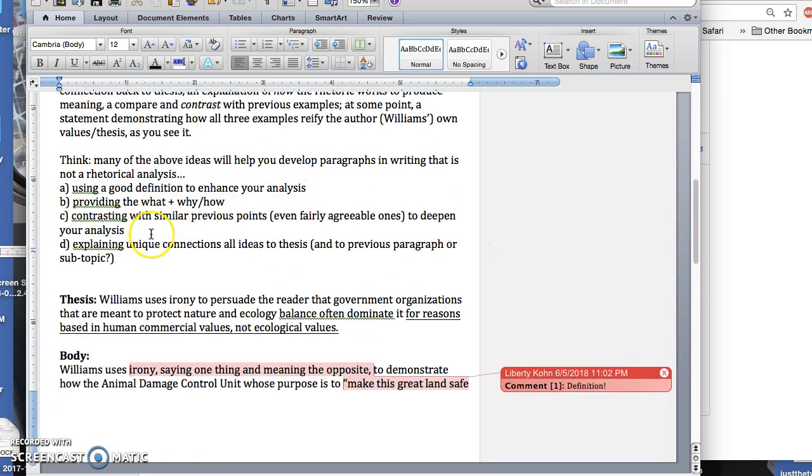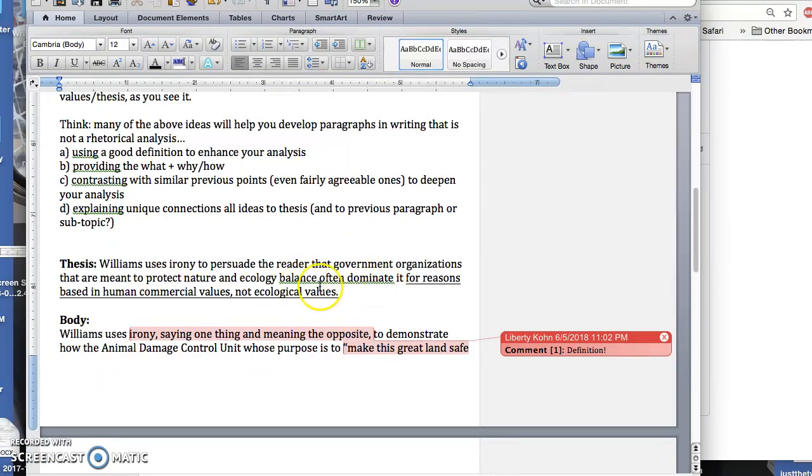All right, so contrasting with similar points always gives you more to say, refines your analysis. You're not just saying, here's another example, here's another example, here's another example, but rather pointing out how they're the same, but also how they're different. Compare, contrast, one of our basic modes of thinking in life, right? So you might as well use that to your advantage and use it as a tool for writing and critical thinking. D here, explaining unique connections of all the ideas to the thesis.